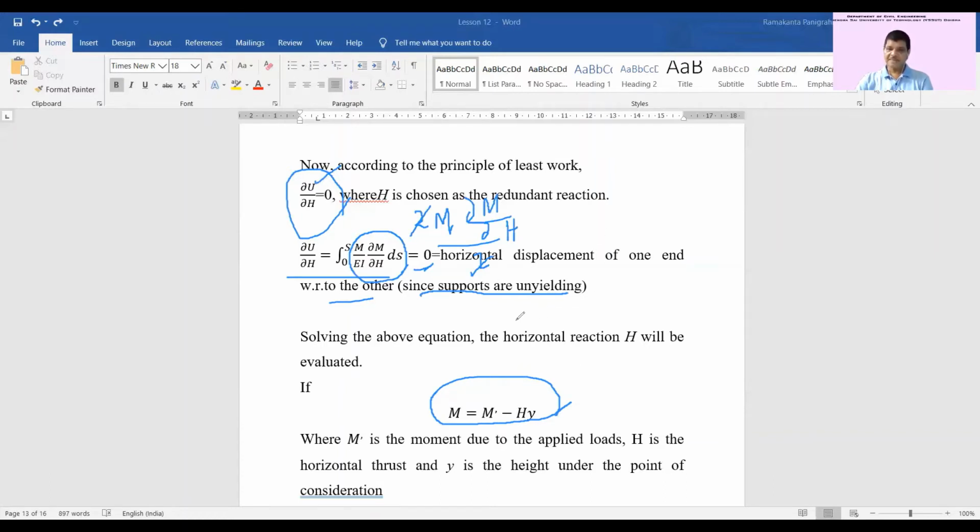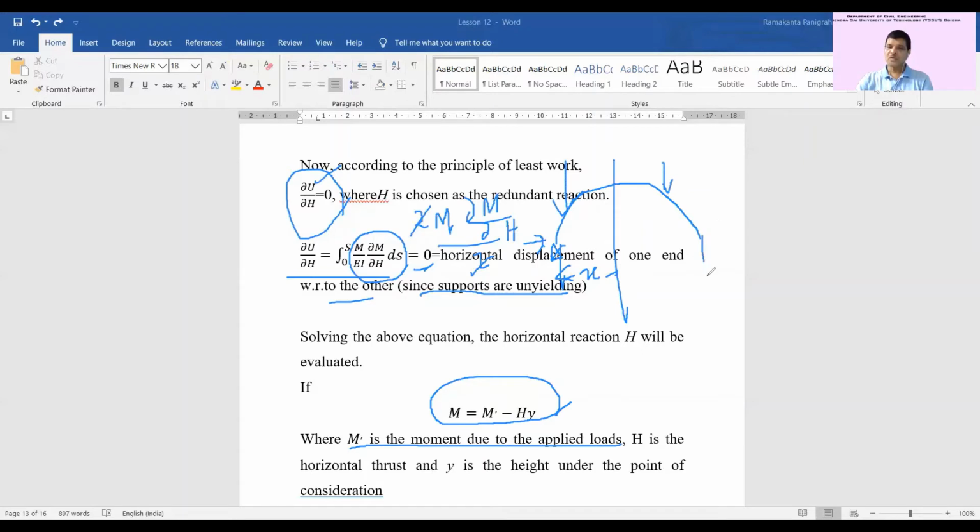Let me again explain this arch equation. What do you find out in case of the arch? Now if your arch is like this, then you have a vertical reaction here and a horizontal reaction here, and you are calculating the moment at a section. What is the moment at the section? Due to the vertical loads, the moment is V into X, or you can say M dash. M dash means the moment due to the applied loads. There may be some loads here, or maybe not, like that.